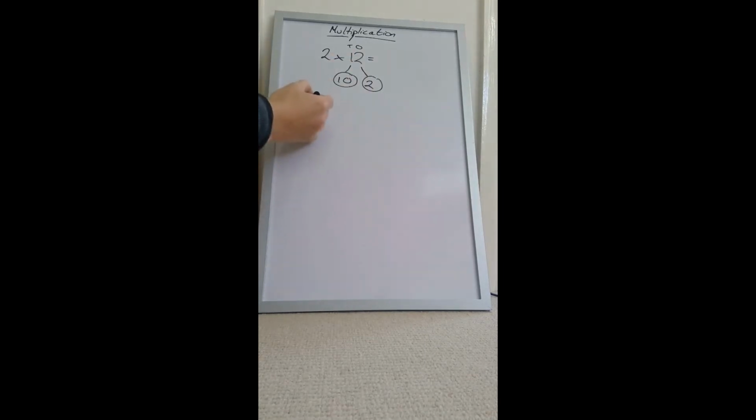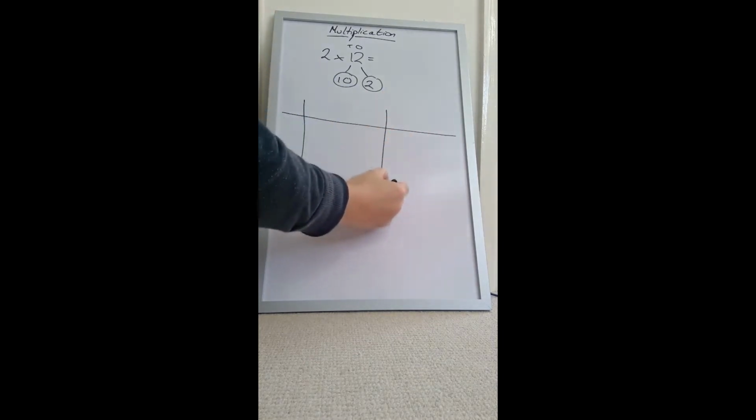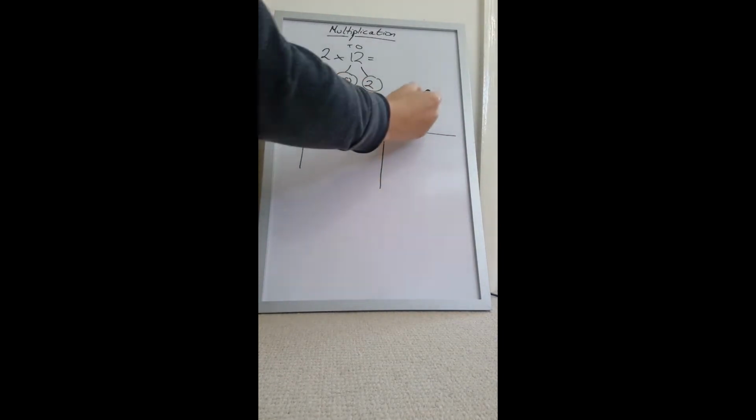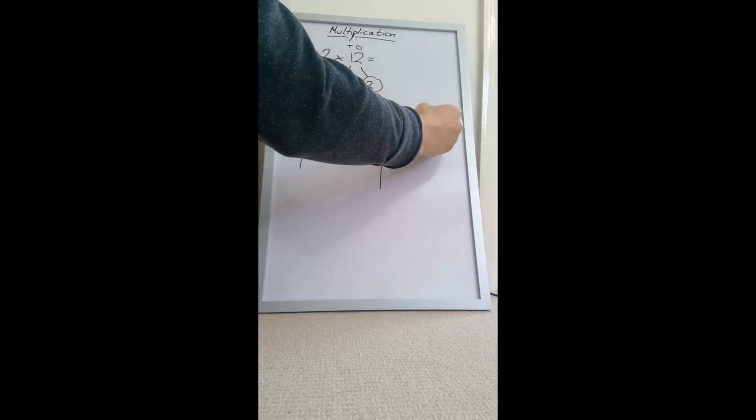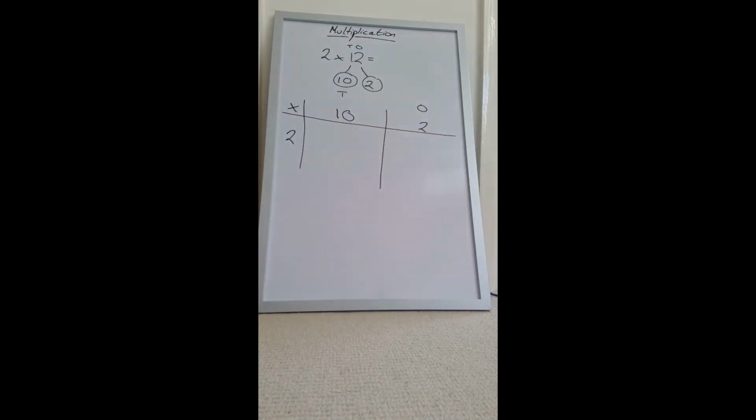We then created our arrays. We had our tens and our ones. And then we rewrote our number sentence with our partition number, 2 multiplied by 10 and 2 multiplied by 2. We then solved it using our counters. In the tens column, each counter had a value of 10. So 2 times 10, we had 2 counters, both with a value of 10.